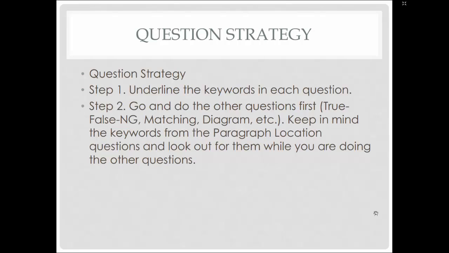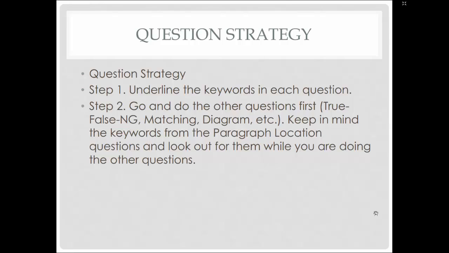All right. So this is the proper strategy for doing a paragraph location question. Number one, you want to underline the keywords in each question. That's the first thing we want to be able to do. Then step number two, go and do the other questions for that passage first. So go do the true, false, not given question, or the matching question, or the diagram question, etc. Do those first. So steps one and two are very important.